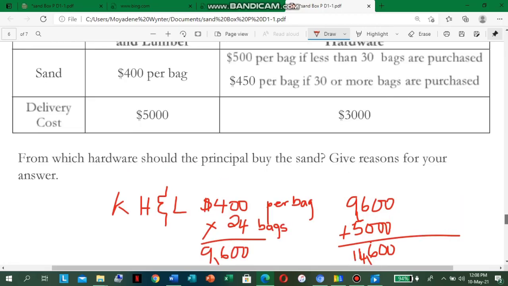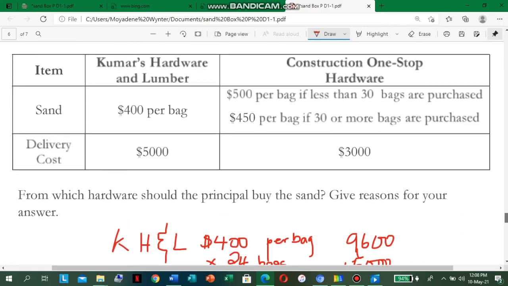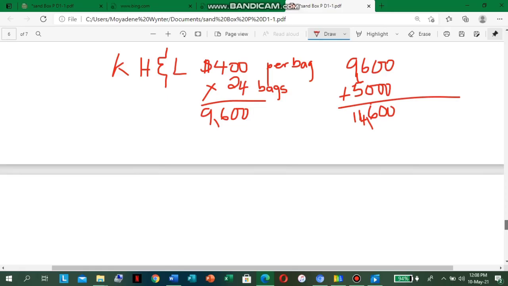expensive. All right, so it says $500 per bag if less than 30 bags are purchased, $450 per bag if 30 or more bags are purchased. And the delivery cost is $3,000. So keep that in mind. So let us write Construction One Stop Hardware.